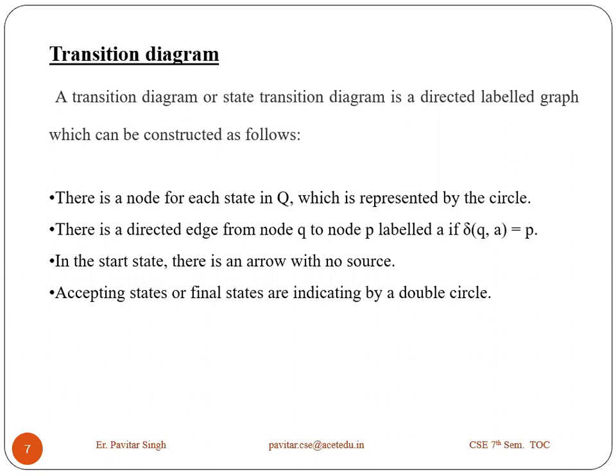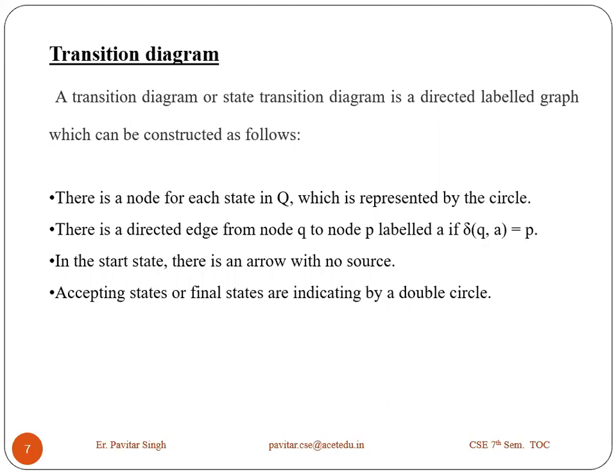So the last condition says that accepting states or final states are indicated by double circles, right? So this P will be acting as your final state. So you can see one transition diagram, in which A is your input, Q and P are two states. Here Q is acting as an initial state and P is acting as a final state.